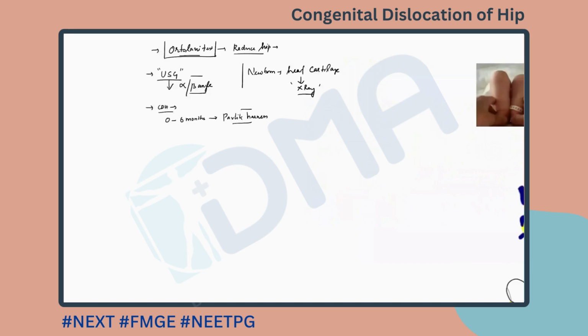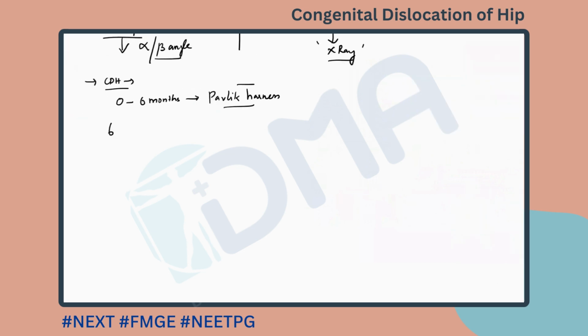If the child is more than 6 months of age, from 6 months up to 2 years, you can treat this condition with a spica, called a hip spica cast. From 3 years, you can do an osteotomy on the femoral side, which is called a derotation osteotomy.